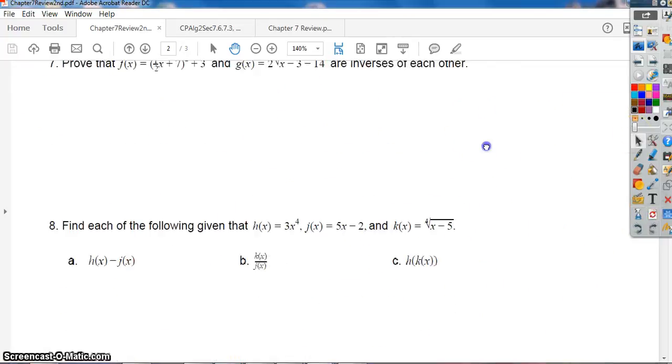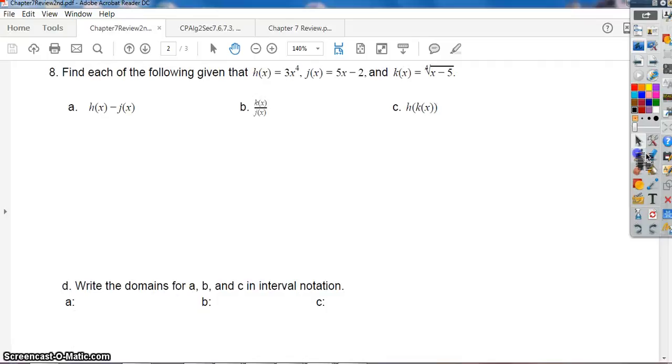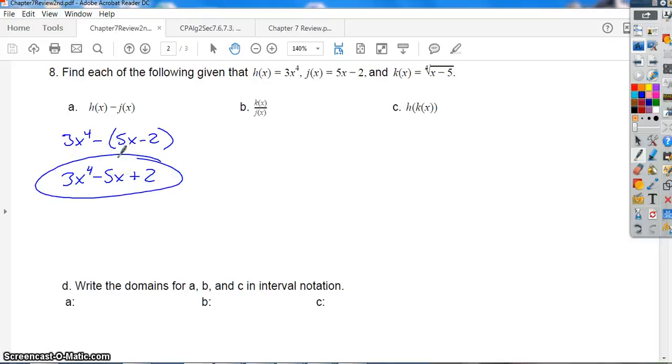Let's go over to the back. In 8, we got h of x, which is 3x to the 4th, minus j of x, which is 5x minus 2. So 3x to the 4th minus 5x plus 2. All right. k of x, 4th root of x minus 5, and j of x, 5x minus 2. That, in those terms, cannot be broken down.